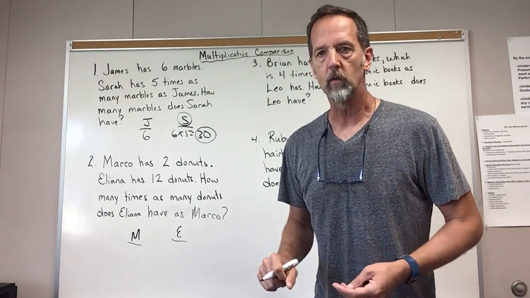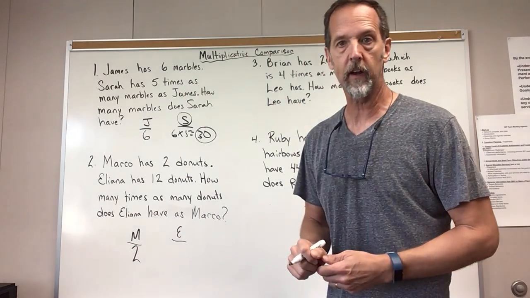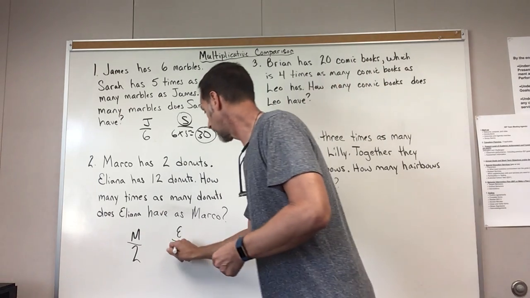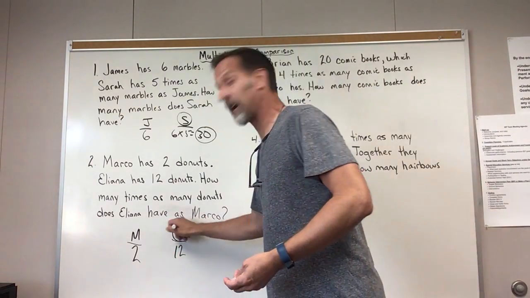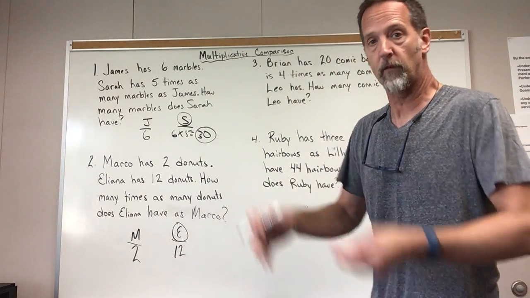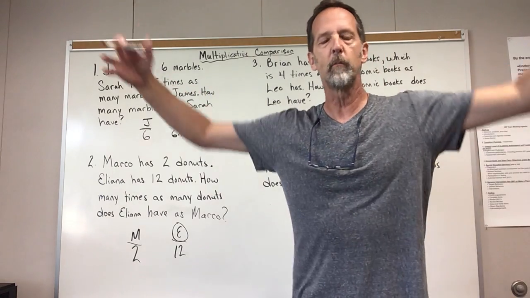Who do I know? Do I know Marco? Yes, Marco has 2. Do I know Eliana? Yeah, I do. Eliana has 12. Who's the big number? Eliana's the big number, and I know it this time, don't I? So if I know the big number, am I going to multiply? No, because that would give me an even bigger number.